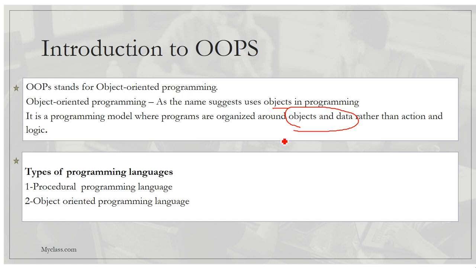So that means there is another type of programming language also, isn't it? Types of programming languages. I am going to explain the two main types: procedural programming language and object-oriented programming language. So what is a procedural programming language?